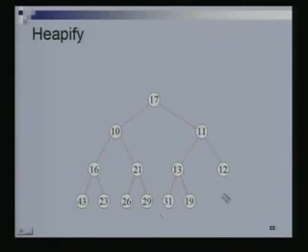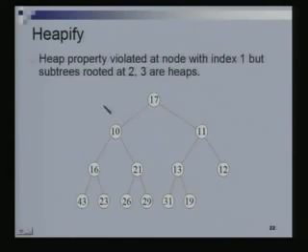So, these two are already heaps, but this entire thing is not a heap because the heap property is getting violated at this node. This does not have priority smaller than the priority of its two children, and somehow we want to make this entire thing a heap. So, we can invoke the heapify procedure. The heap property is violated at node with index 1, which is this node, but the subtrees rooted at 2, which is this, and 3, which is this, are heaps.